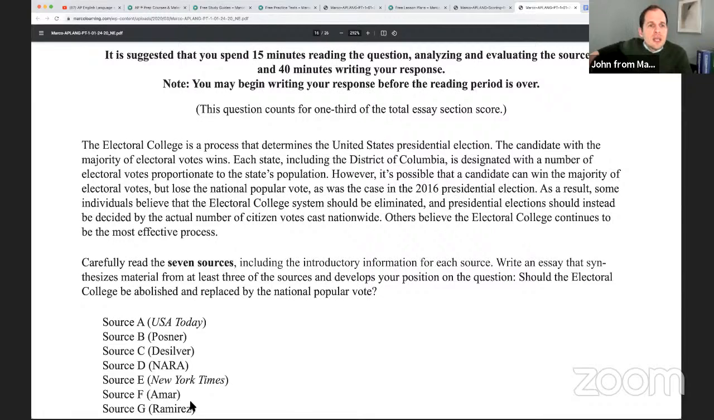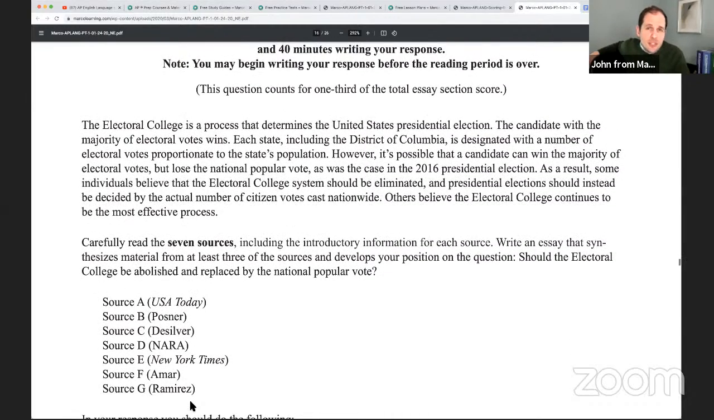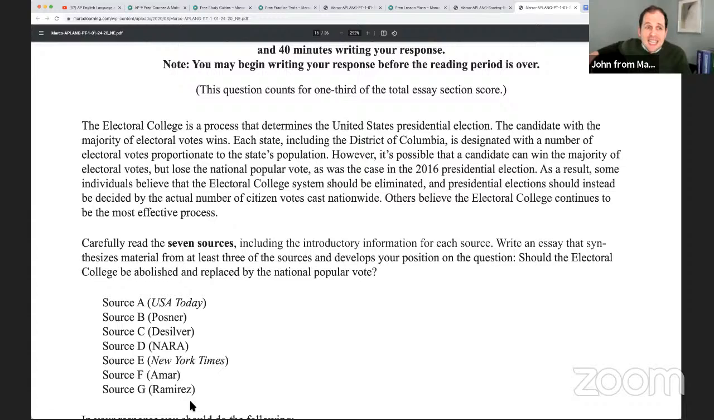As a result, some individuals believe that the Electoral College system should be eliminated, and presidential elections should instead be decided by the actual number of citizen votes cast nationwide. Others believe the Electoral College continues to be the most effective process. Carefully read the 7 sources, including the introductory information for each source. Write an essay that synthesizes, that brings together material from at least 3 of the sources.